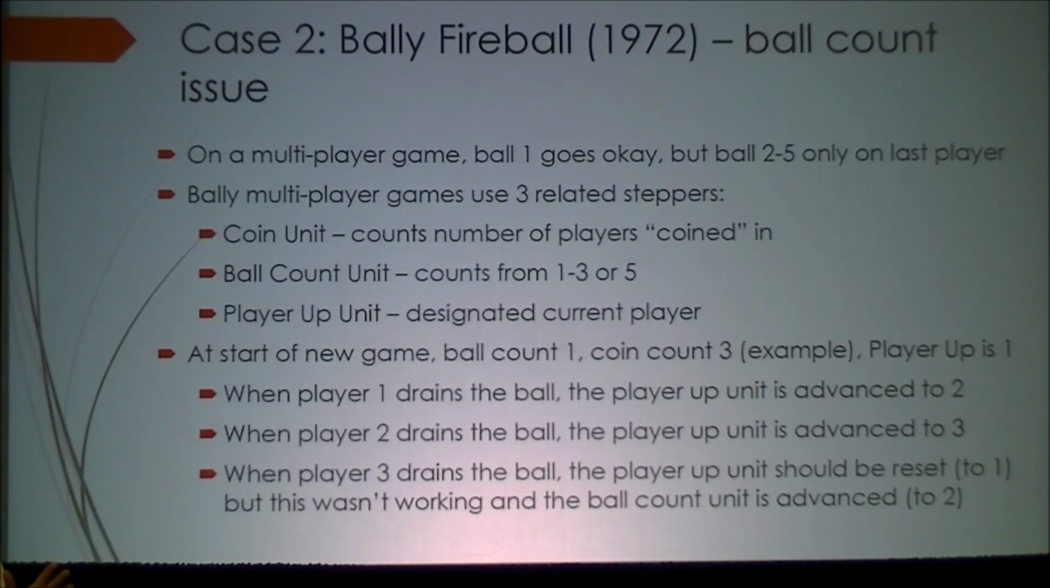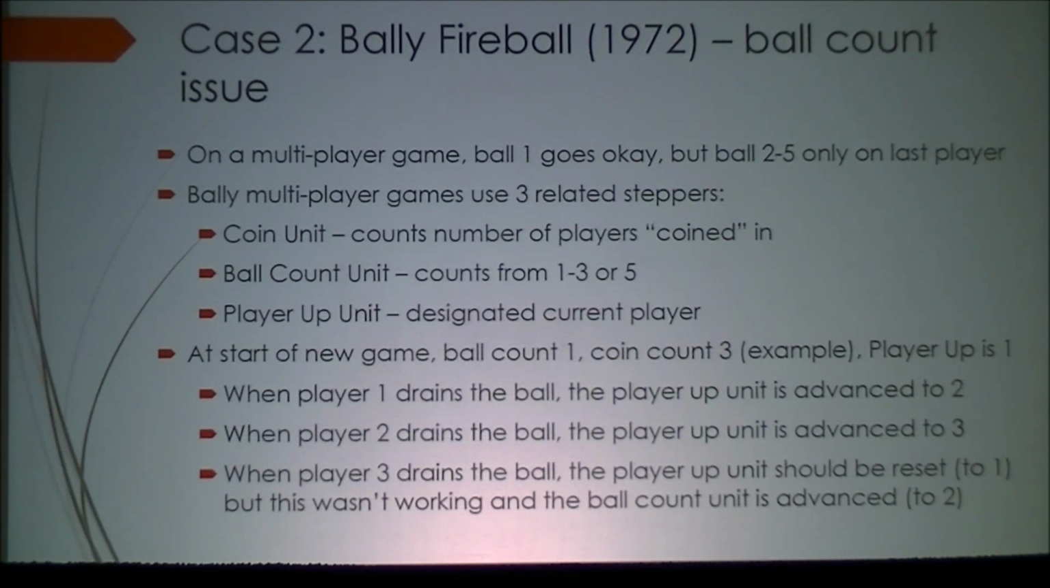Your EM machines are full of stepper units. They're counters. And there are 3 counters in the game that control the ball up and the players. There's one stepper unit called the coin unit for how many players have coined up. That's the one that knows whether you're playing a 1-player game or 2 or 3-player game. There's a second counter for the ball count unit. Are you on ball 1, 2, 3, 4, 5? And then there's a player up unit, which is who's currently up. So which player light is on, and when a score is hit, whose score reels are going to get advanced, and so forth.